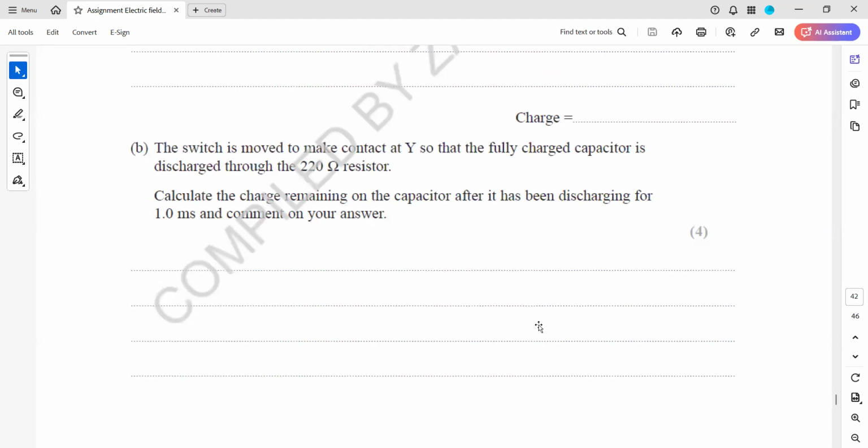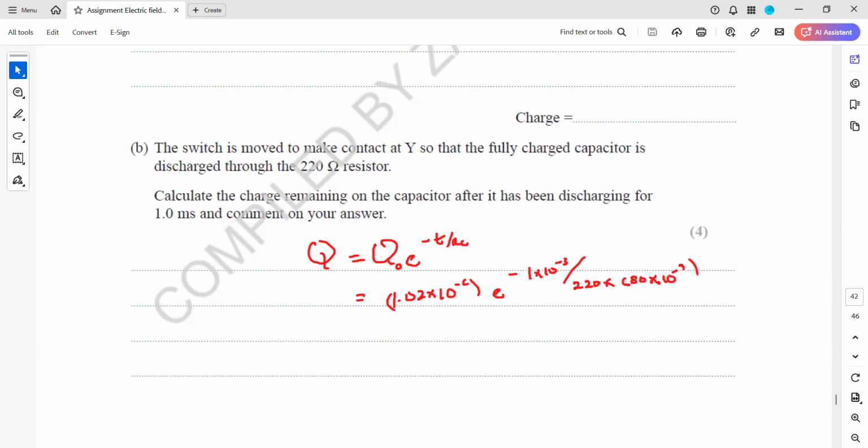We can use the formula Q equals Q naught e raised to power minus t over RC, where Q naught is the maximum value of the charge on the capacitor, which we calculated in the previous part, that is 1.02 times 10 to the power minus 6. e raised to power minus t, the time 1 millisecond, so 1 times 10 to the power minus 3, divided by R, the resistor through which it discharged, 220, and the capacitance of the capacitor, 680 nanofarad, so 10 to the power minus 9.